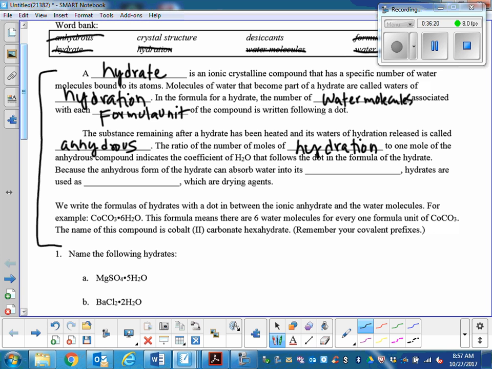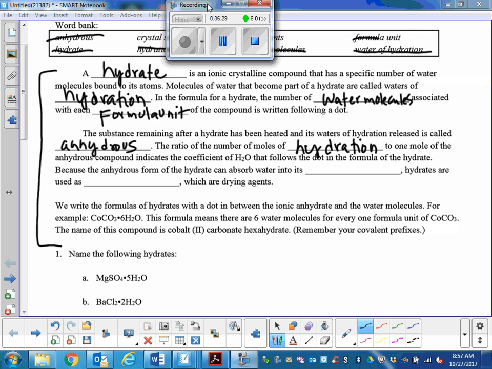Is there a water of hydration? Okay, so let's pull this down. Water of hydration. Yeah, I crossed that out unnecessarily. Is that right? These are water molecules, this is water of hydration. Water of hydration to 1 mole of the anhydrous compound indicates the coefficient of water that follows the dot in the formula of the hydrate. Because the anhydrous form of the hydrate can absorb water into its, what is it, Katie? Into its crystal structure.